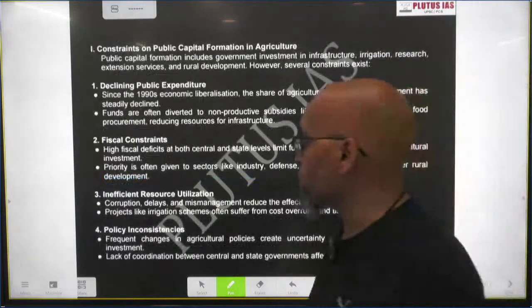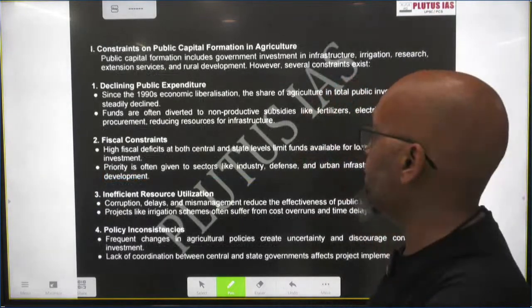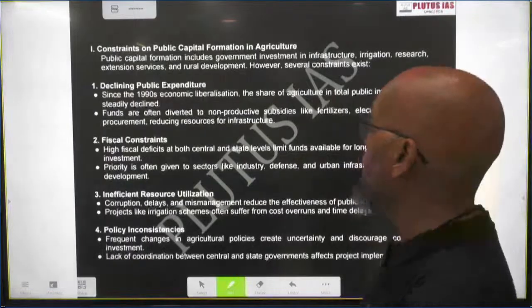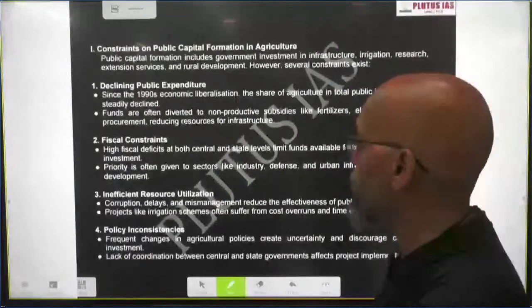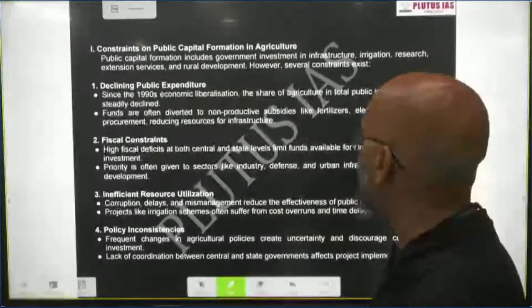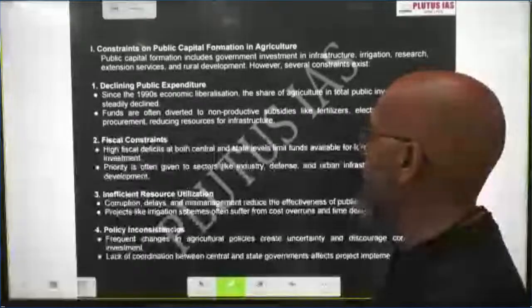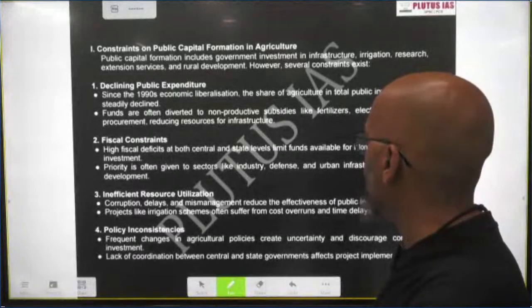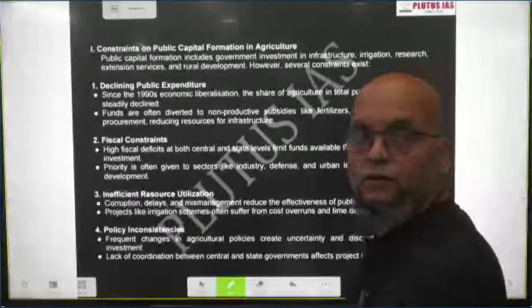So what are the constraints? So first is constraint on public capital formation in agriculture. Public capital formation includes government investment in infrastructure, irrigation, research, extension services, and rural development. However, there are several constraints in it.